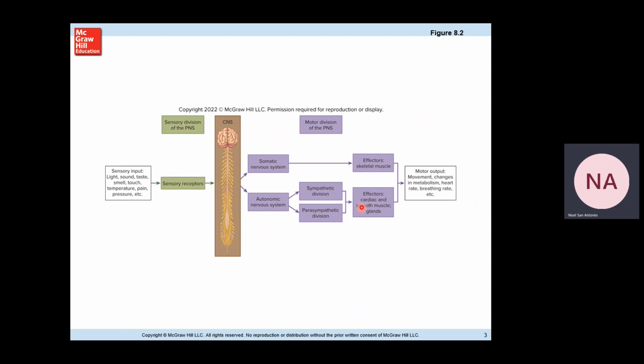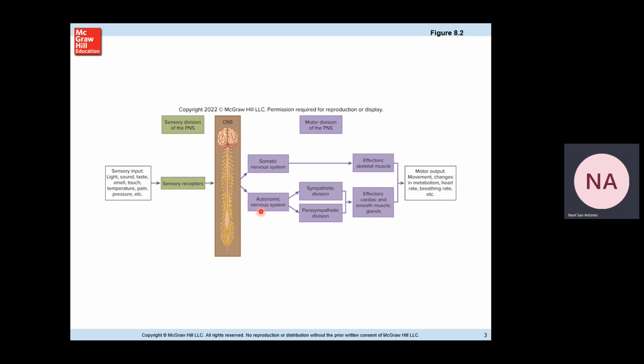If you will recall our discussion about muscle tissue, we have three types of muscle tissue: skeletal muscle, cardiac muscle, and smooth muscle tissues. And as we have said, skeletal muscles are under voluntary control, while cardiac and smooth muscles, and also glands, are under involuntary control. So therefore, they are controlled by our autonomic nervous system.